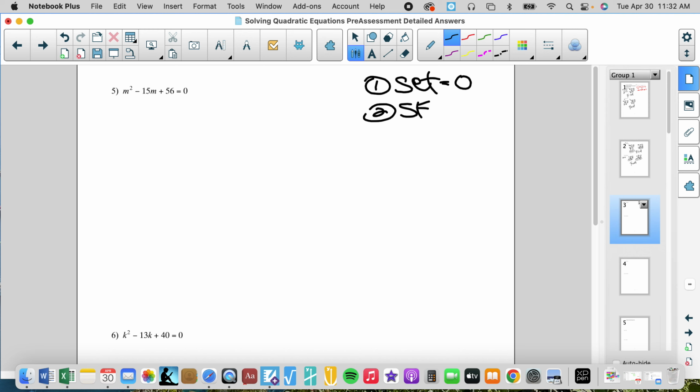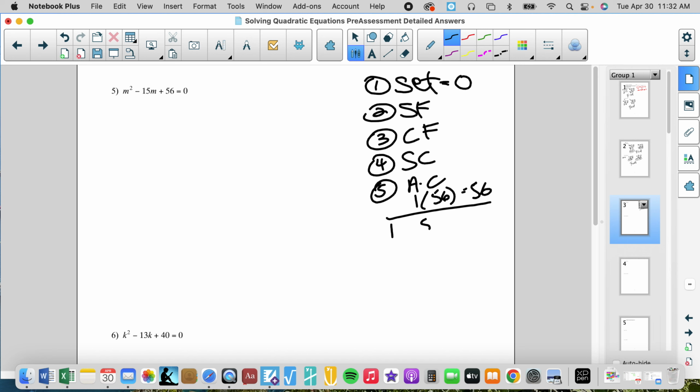Then standard form: is the left side in standard form? Is there a common factor? No. Is it a special case? No. 56 is not a perfect square, so we know it's not either a binomial square or the difference of squares. So we will do a times c. A is 1, c is 56. 1 and 56, 2 and 28, 3 no, 4 yes, 4 and 14, 5 no, 6 nope, 7 yes, 7 and 8. The signs are the same. Positive means signs are the same.